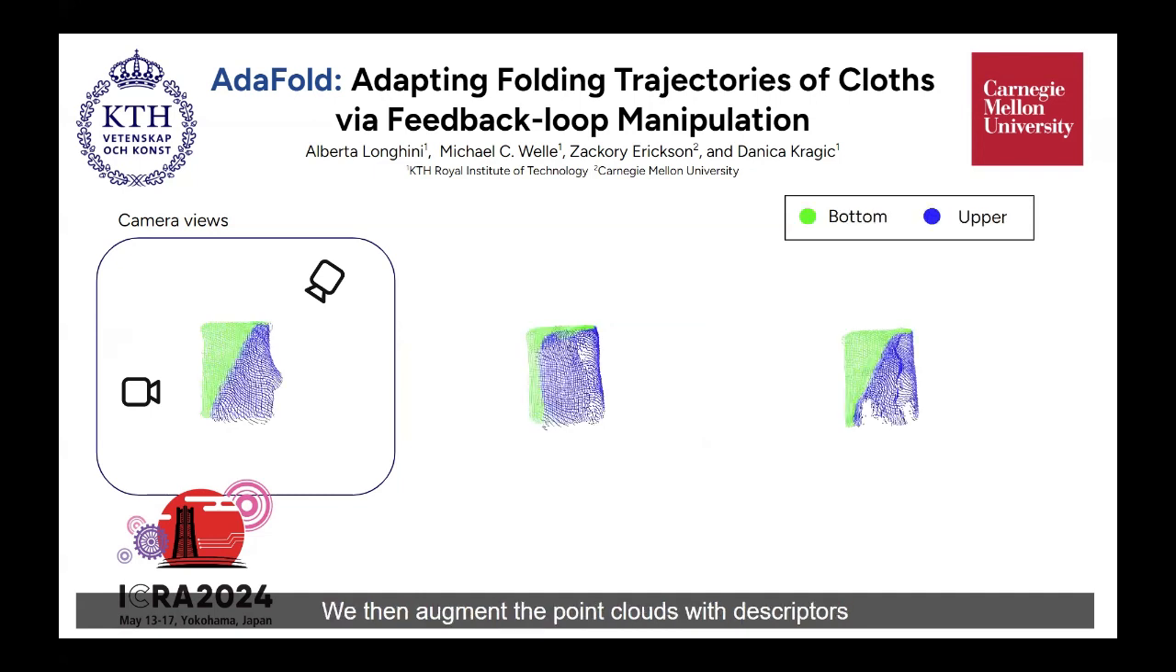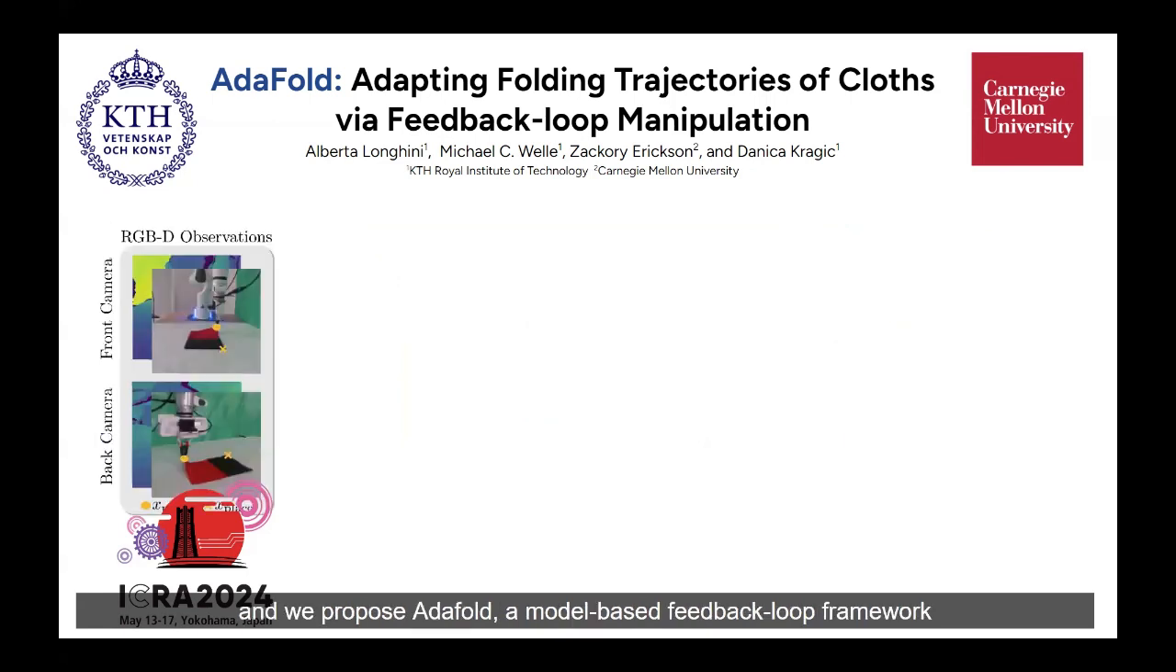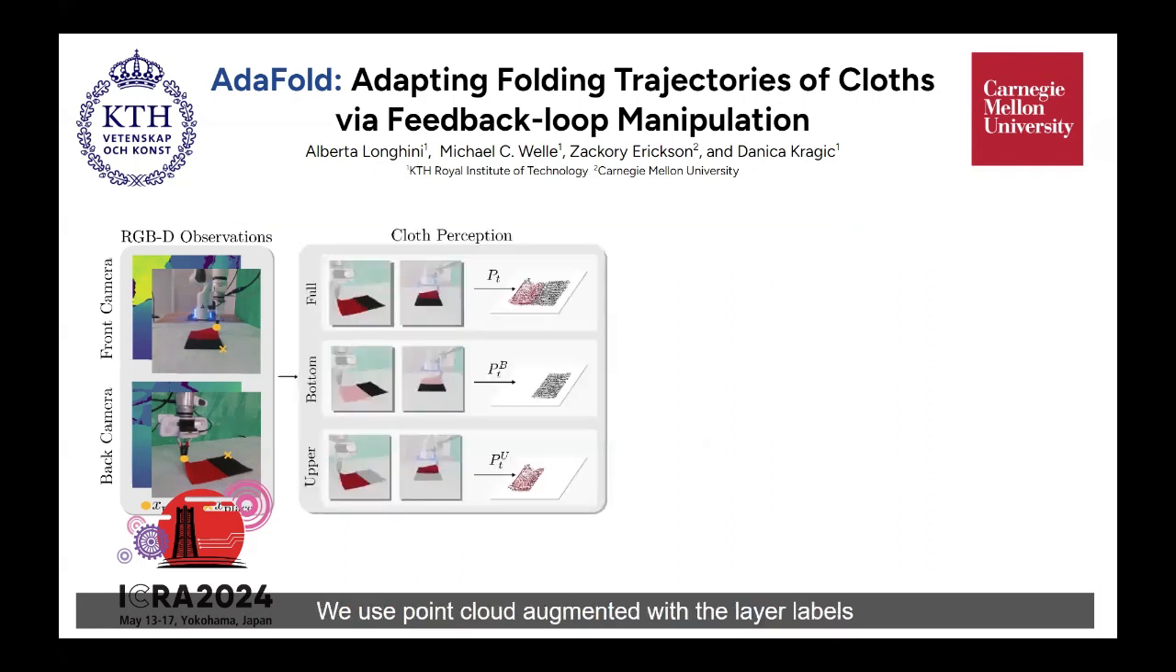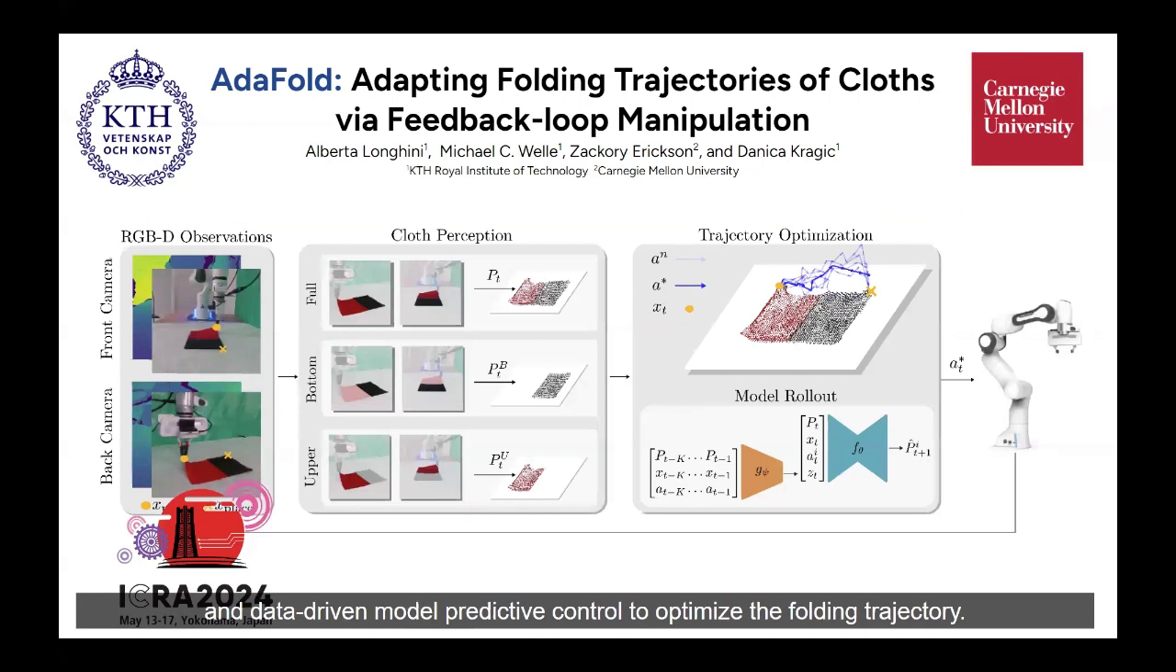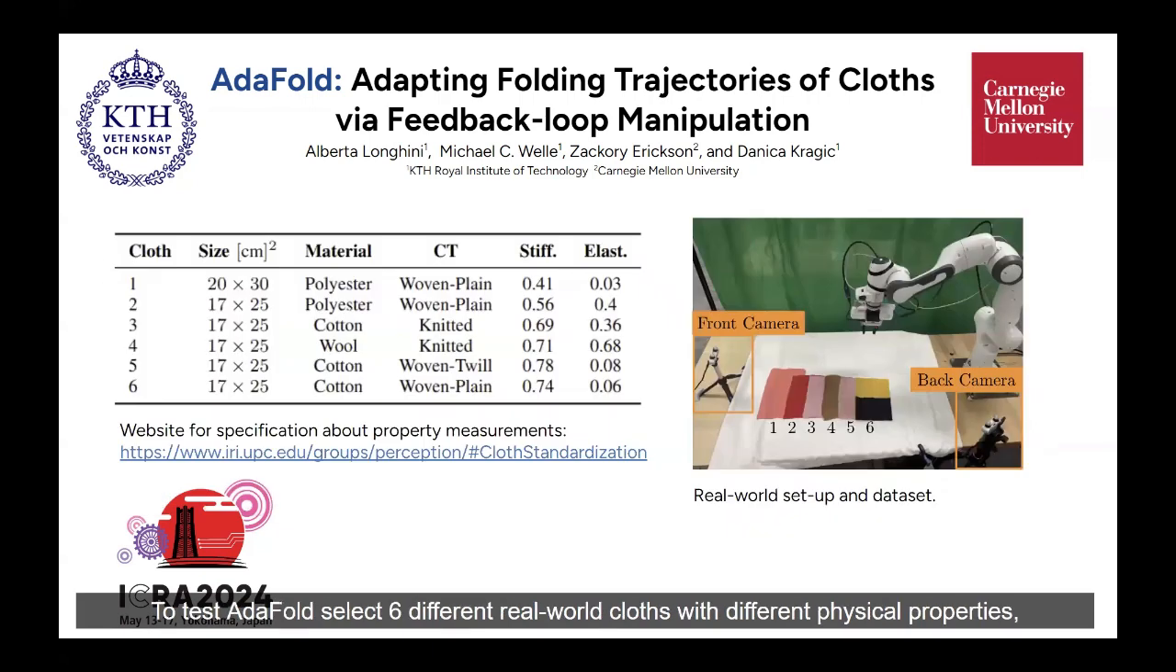We then augment the point clouds with descriptors about the upper and the bottom layer of the cloth. And we propose AdaFold, a model-based feedback loop framework to plan pick-and-place trajectories. We use point cloud augmented with the layer labels and data-driven model predictive control to optimize the folding trajectory.